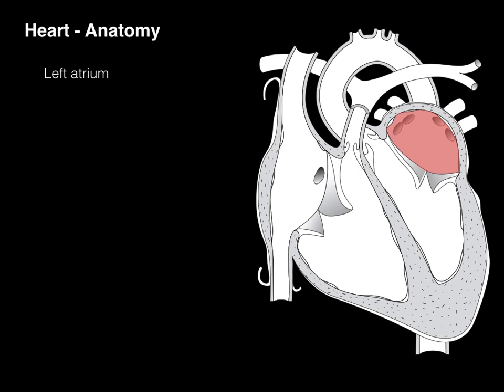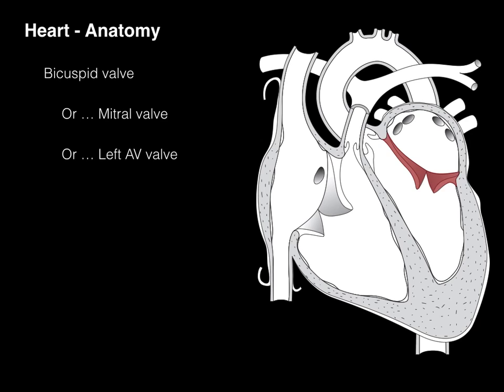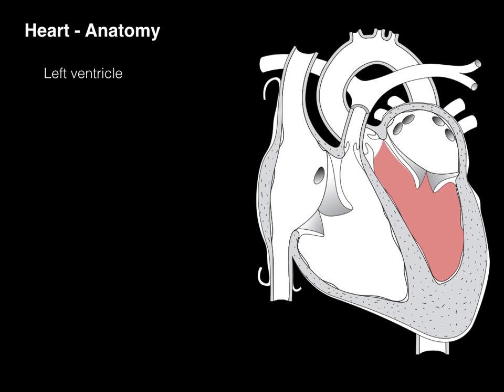And the left atrium then delivers the blood through the bicuspid valve. It's also called the mitral valve, or the left AV valve, too many names, into the left ventricle. And the left ventricle is now going to send the blood to all tissues of the body, heart, systemic, and so forth.